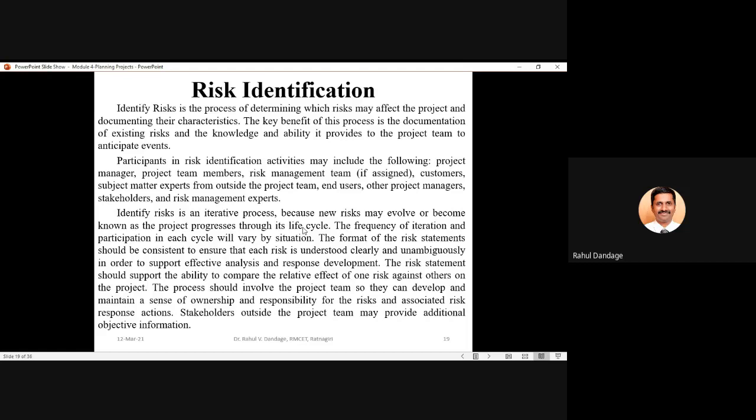So some sense of ownership and responsibility will get generated among the project team members because they have been involved in the risk identification process. Stakeholders outside the project team may provide additional objective information. Sometimes stakeholders who are not part of the project team but are associated with the project should also be consulted, because they will be able to provide additional information which may be very useful from your project point of view.